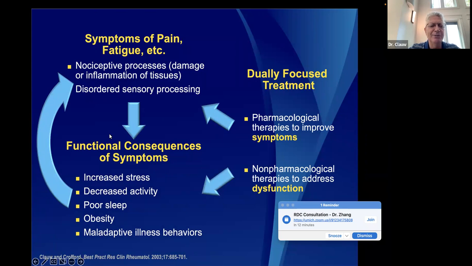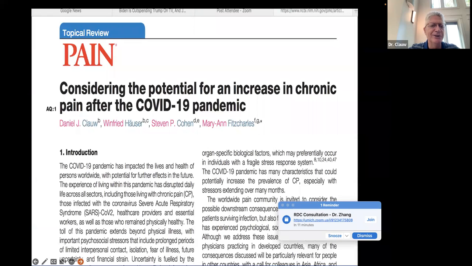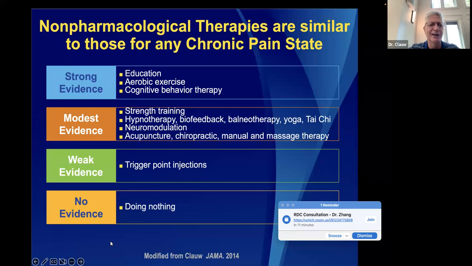Because what happens in chronic pain patients is, regardless of whether their pain starts out in the knee or in the brain, as people have pain longer and longer, they develop stress, they become less active, they sleep poorly, they gain weight, they develop bad habits. And so we've been using things like education, exercise, cognitive behavioral therapy for a long time. And by the way, many of us think that long haul syndrome has a lot to do with fibromyalgia or nociplastic pain. That yet again is another talk at a different time.